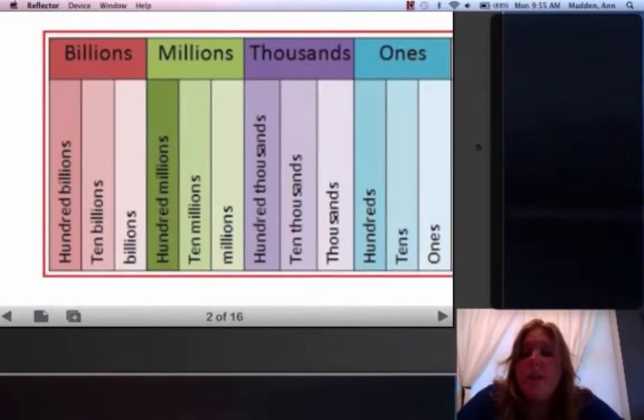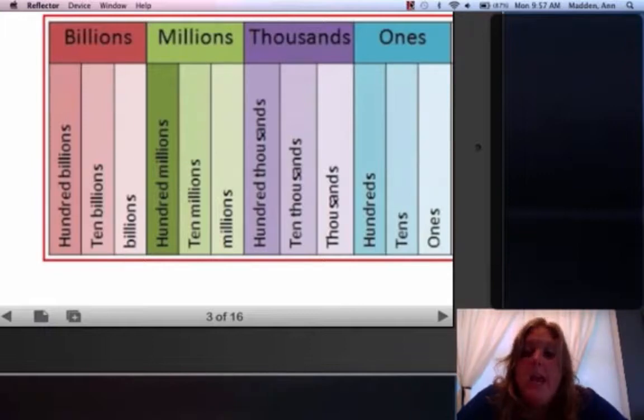Place values are broken down into sections called periods. We have a ones period in the blue there, a thousands in the purple, millions in the green, and billions in the red. In each period, there are three specific different sections or place values for which your digits can sit.